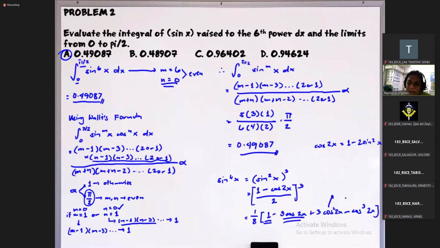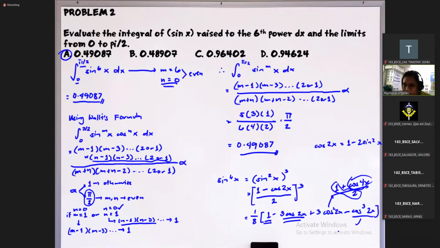So ito, papalitan pa natin tong cosine squared ng 1 plus cosine of 4x over 2. So again, galing din to sa double angle identity, no? Okay? So then ito kaya na natin tong integrate. Kaya din natin integrate yung cosine lang. Tapos ito kaya din natin.